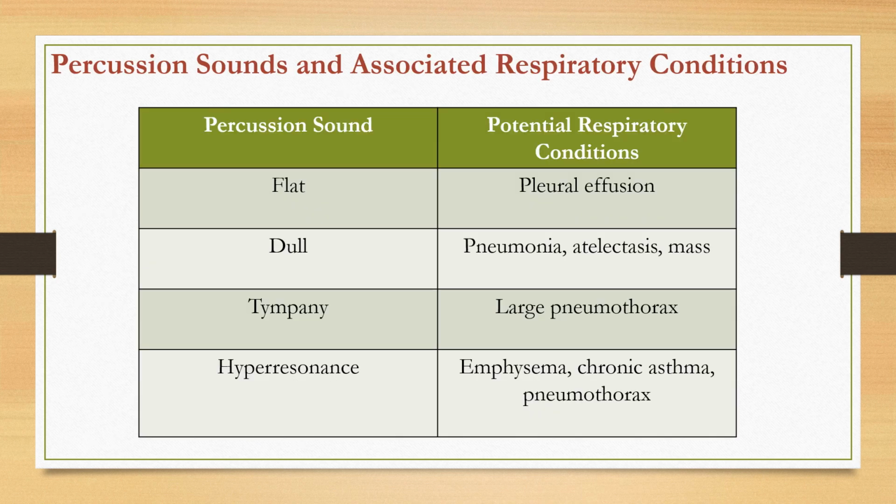Percussion sounds and associated respiratory conditions are like this. If the percussion sound is flat on the respiratory system, there is a potential condition, which is pleural effusion. Dullness is heard in pneumonia, atelectasis and MAS, and tympany is heard when there is a large pneumothorax. Hyperresonance is heard in emphysema, chronic asthma and pneumothorax.